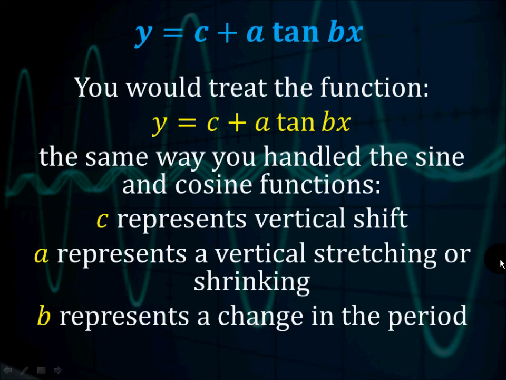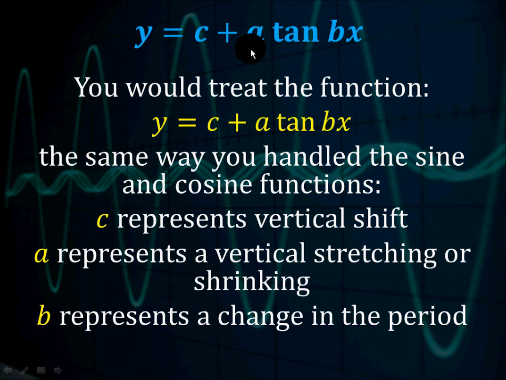Finally, if you were to graph y equals c plus a tangent bx, just like we did with the sine and cosine, you would treat it the same way. The c represents the vertical shift. So you could shift the whole thing up or down a certain number of units. We're not going to do too much of this, so don't sweat it if it's a little too overwhelming. A represents a vertical stretching or shrinking.